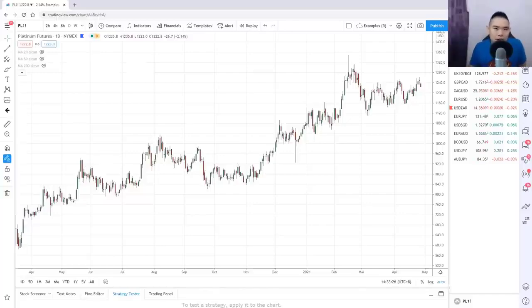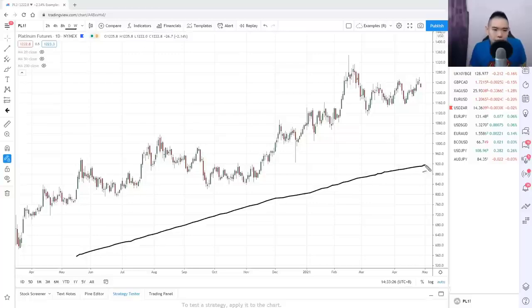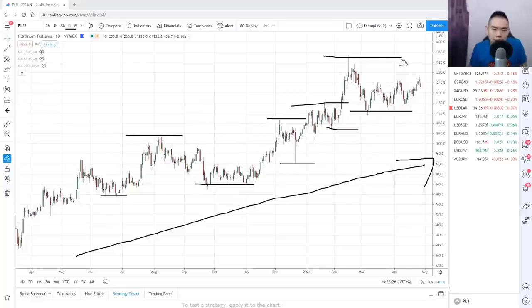So if you look from left to right, I'm sure you can agree that this market, which is platinum on the daily time frame, is heading higher over time from left to right. And if you look at the more granular details, you see a series of higher low, higher low, higher low, higher low, higher low, higher high, higher high, higher high, higher high.